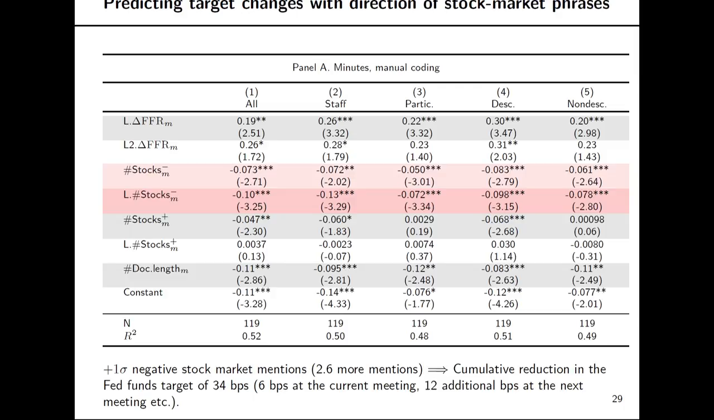So that says when they talk about the stock market going down, then they follow through and lower the target. When they talk about the stock market going up, you know, that's all talk. It doesn't have any impact on the target. So in that sense, you can see what you could call the Fed put in the text analysis, which lines up quite well with what we saw first in the stock market, then in the target, and now in the text. And I put the economic significance down here. A one sigma increase in negative stock market mentions means they lower the target by about 34 basis points cumulatively over the next few meetings.